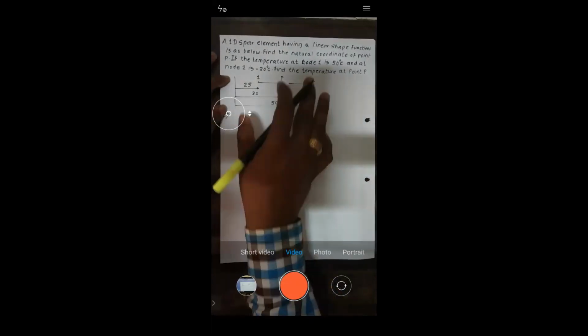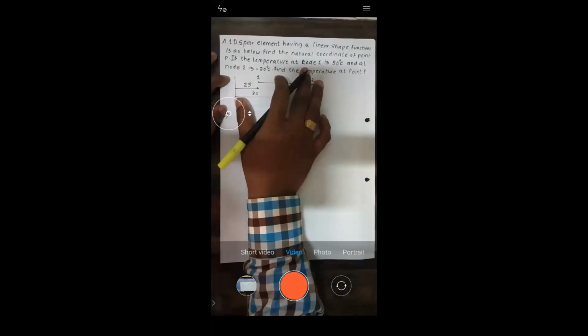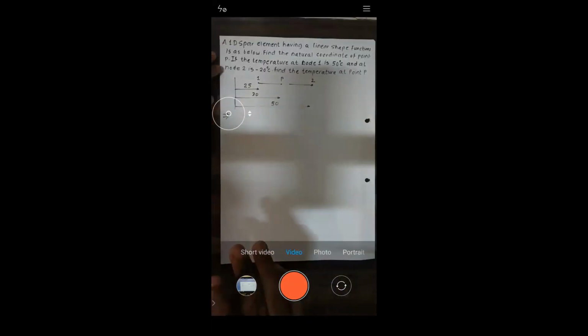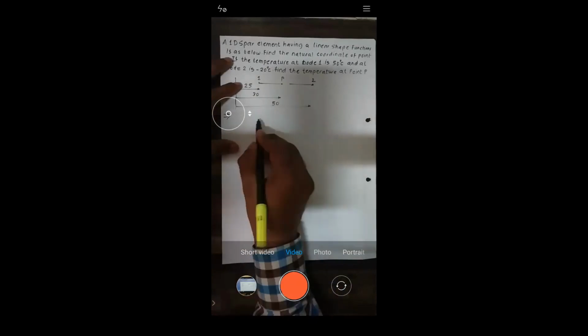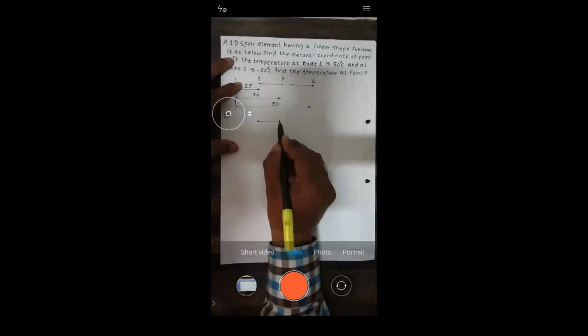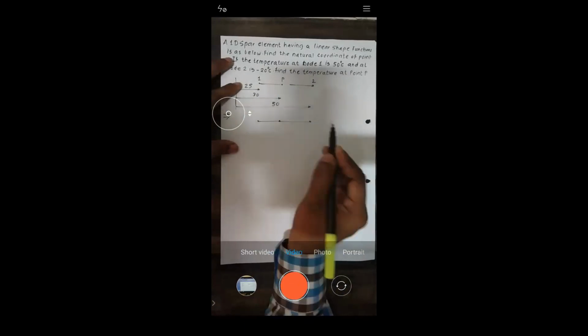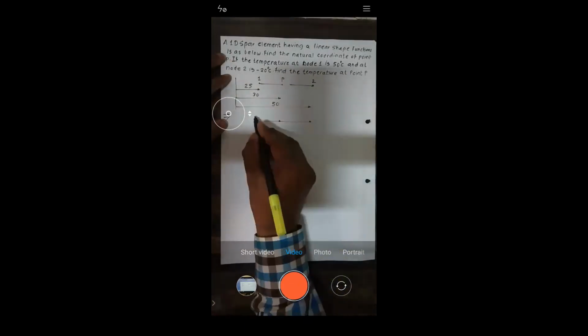Okay, so initially this problem is given in the global, but whatever the formulas that we have seen, those formulas are either in the local or in a natural coordinate system, right? So very basic step here is to convert that global coordinate system into local coordinate system, right? So tell me how I should draw. This is 1, P, 2. These are the nodes, right?